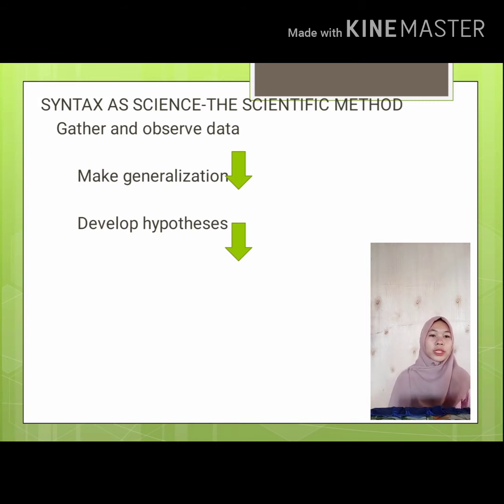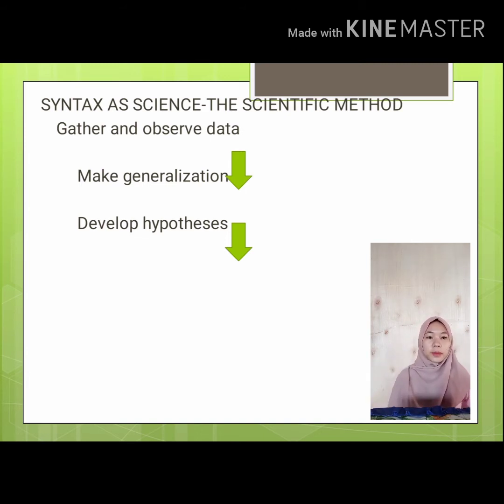dates back to the ancient Greeks, such as Aristotle, Euclid, and Archimedes. The method involves observing some data, making some generalization about patterns in the data, developing hypotheses that account for the generalization, and testing the hypothesis against more data. Finally, the hypotheses are revised to account for any new data and tested again. A flow chart showing the method is given: first, gathering and observing data; second, making generalizations; and third, developing hypotheses.